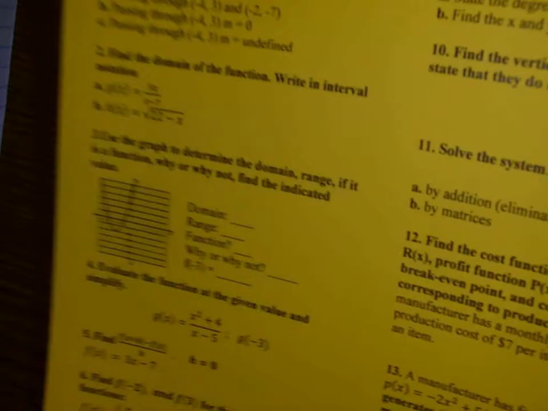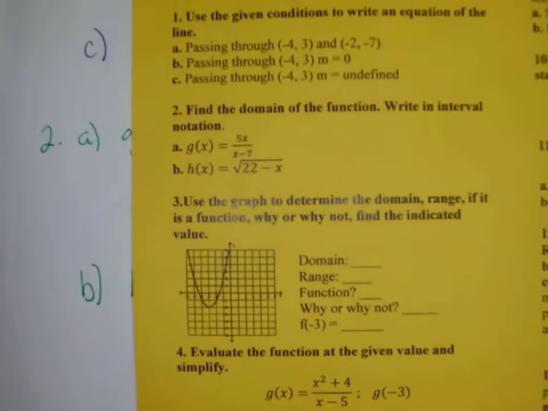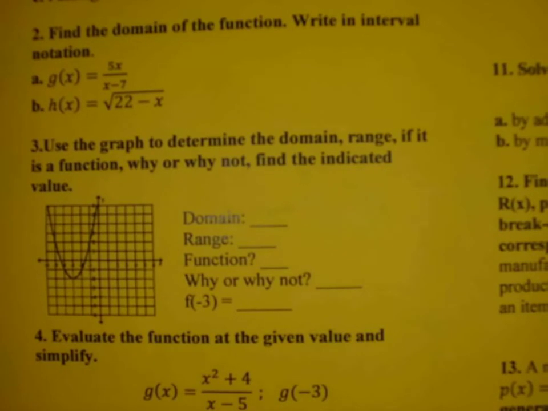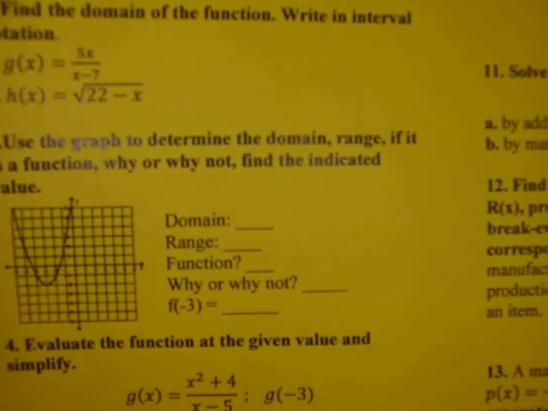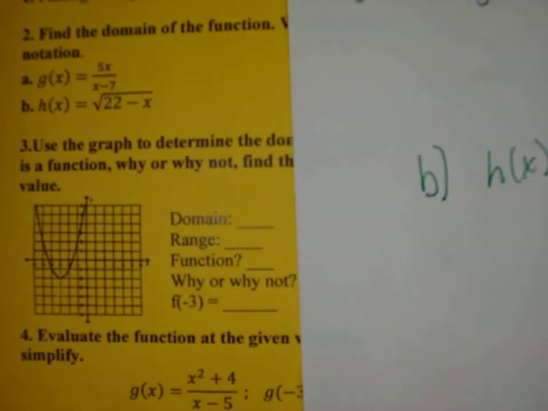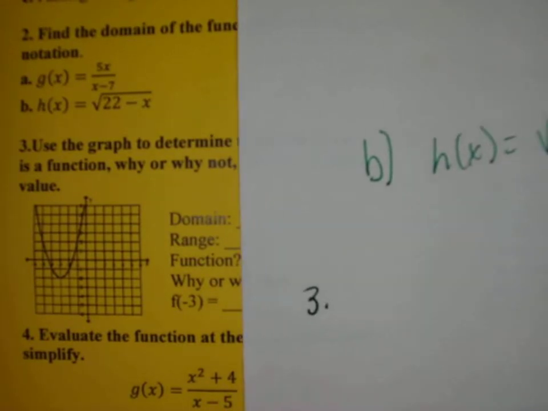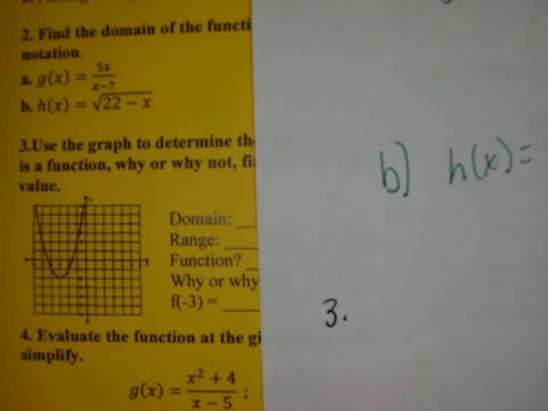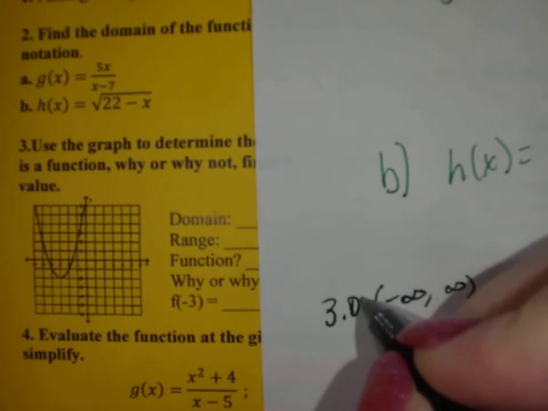All right, so for our next problem, let me zoom in on our graph here. We are looking to find a few things about our graph. We need to find the domain and the range. Is it a function, and why or why not? All right, so this is number 3. So on our graph here, we're looking for domain. Well, I can tell that this is a parabola and it opens up and keeps going. So for the domain, it's going to be negative infinity to infinity.